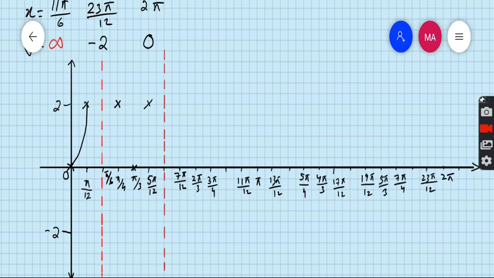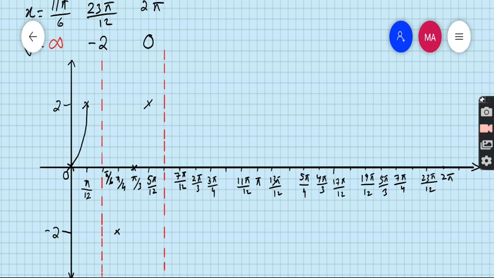At x equals 0, the value of y is 0. No mistake. At x equals pi by 12, the value is 2. No mistake. At x equals pi by 6, the asymptote I have already drawn. When x equals pi by 4, the value is minus 2. So this is not 2, this is minus 2. This was my mistake. Sorry for this.